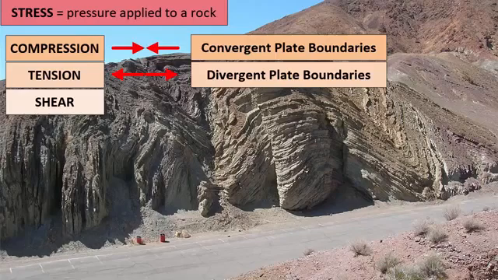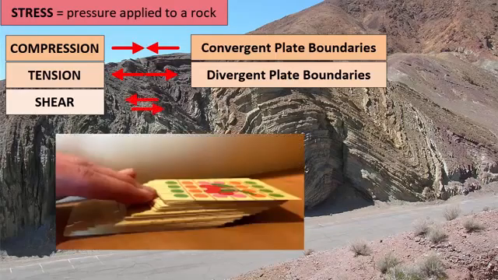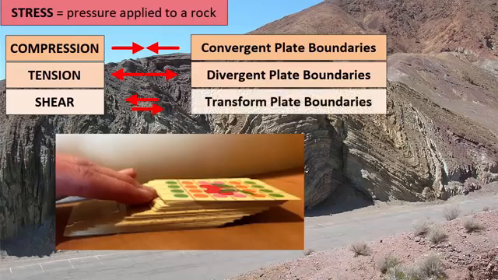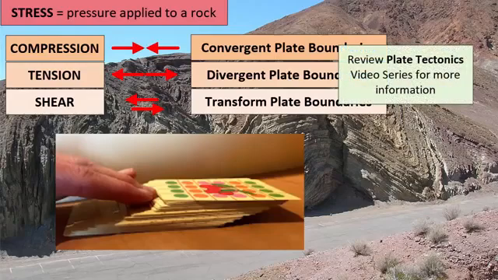When rocks are sheared, they experience what happens when you push on the top of a deck of cards while friction holds the bottom. One side moves in one direction, while the other side remains fixed or moves in the opposite direction. Shear happens at transform plate boundaries, where plates slide past one another. Review the plate tectonics video tutorials for more information on plate movements and boundaries.